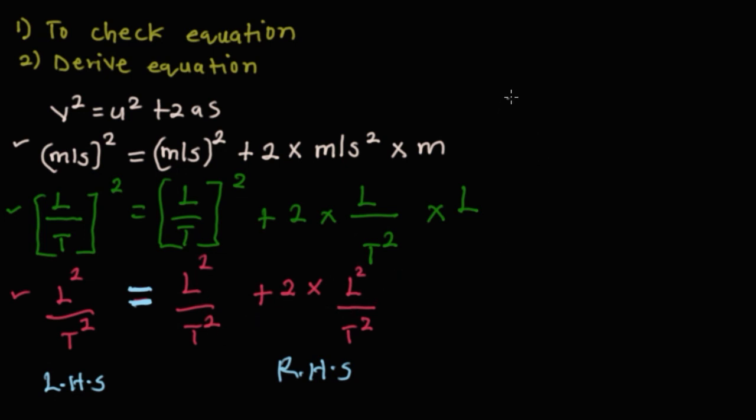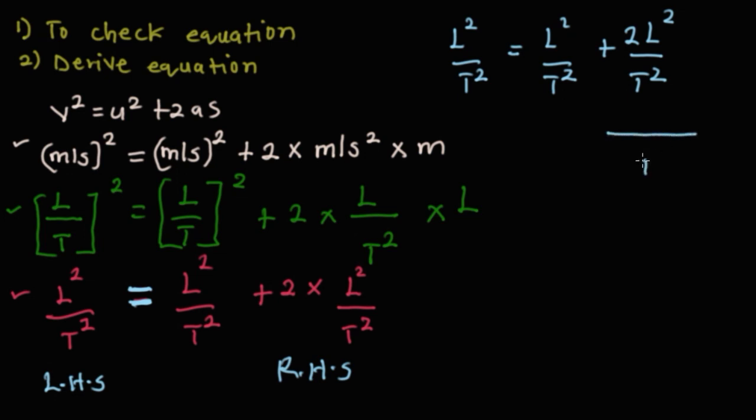So what we now have here is L square over T square equals L square over T square plus 2 L square. Now we're going to take the LCM for these two, and its LCM is T square. In case you don't know how to do LCM, just follow me. T square divided by T square, we're going to have 1. 1 multiplied by L square, we're going to have L square, plus T square divided by T square is going to give us 1.